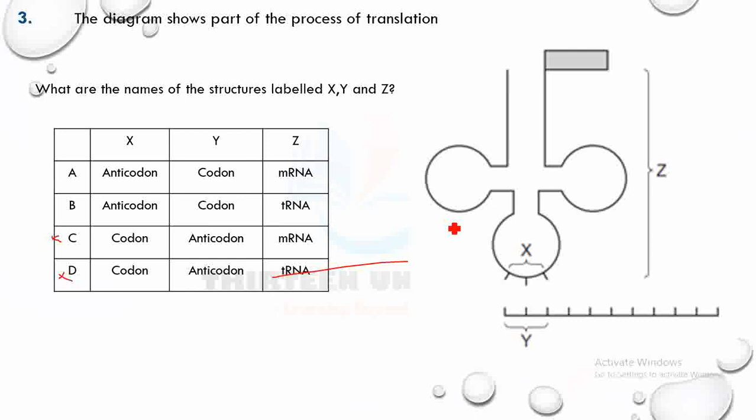Of course, Y is codon, because this particular molecule here is mRNA. It's acting as a template. So that's messenger RNA. The base triplet, or the sequence of 3 bases on mRNA, is Y, and it's called a codon. And of course the entire structure Z is transfer RNA. That makes B correct, and A is wrong because Z is not mRNA. mRNA is this. So the answer is B. Okay, let's go to the next question.